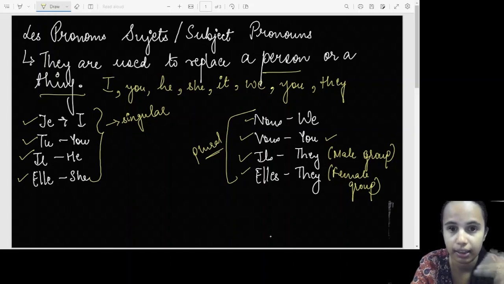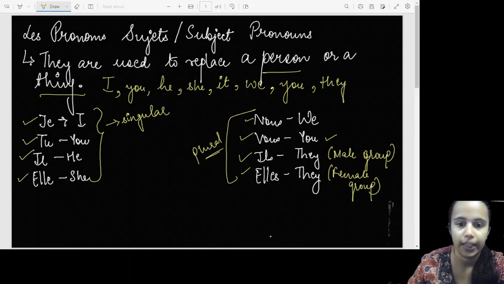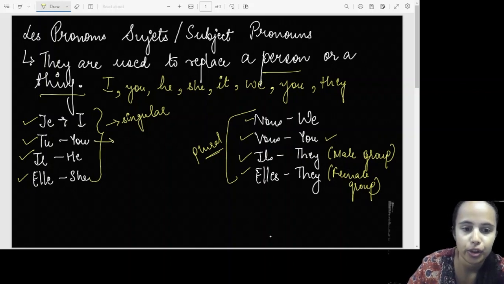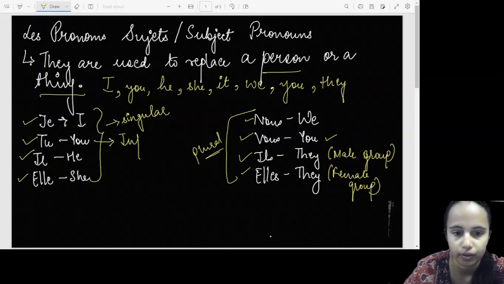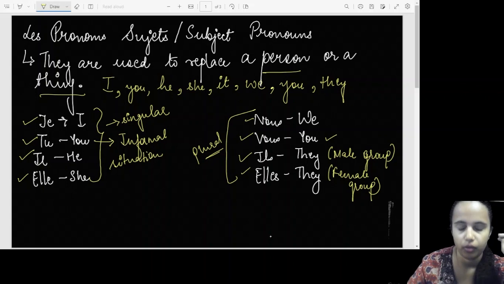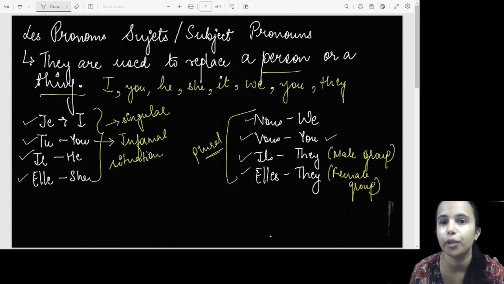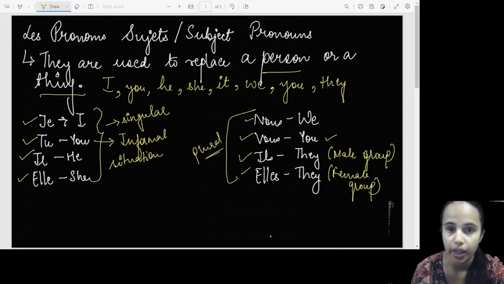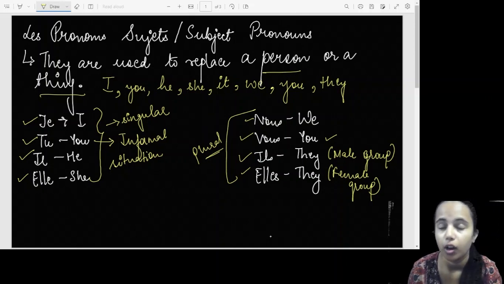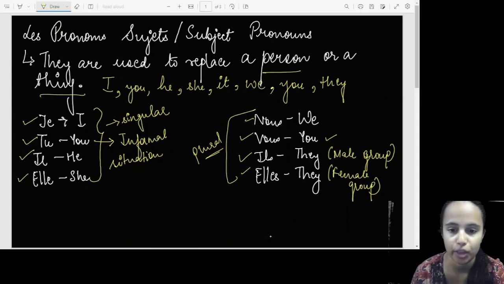Now there is another difference. Tu is used in informal situations. For example, if you are talking to your friends, in that case you use tu. For example, tu es gentil. So here you are talking to your friend or maybe your parents, so that is an informal situation.